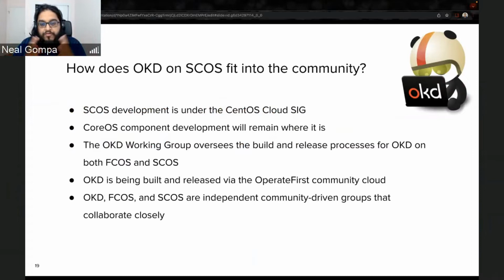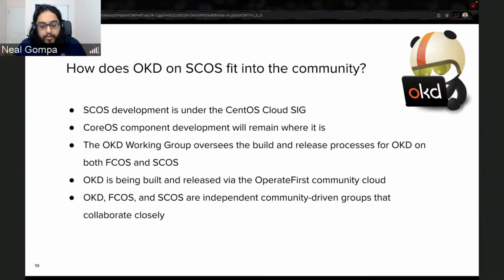So in terms of how CentOS Stream CoreOS and OKD on SCOS fit with the community, it's going to be not too different from what you see today with OKD on FCOS. So SCOS development is happening under the CentOS Cloud SIG. Folks from the Fedora CoreOS working group, as well as OKD working group people, will work with the CentOS community under the Cloud SIG to support CentOS Stream CoreOS, and it will be built in through a transparent pipeline through the Operate First Community Cloud.